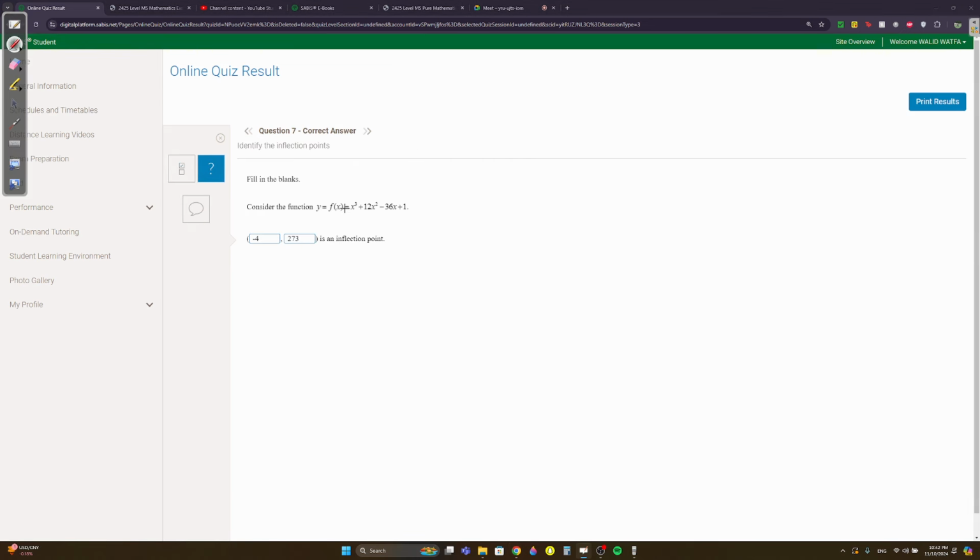Question 7. Okay, here you have this function. They want the inflection point. What is the inflection point? It's f double prime of x equals 0.